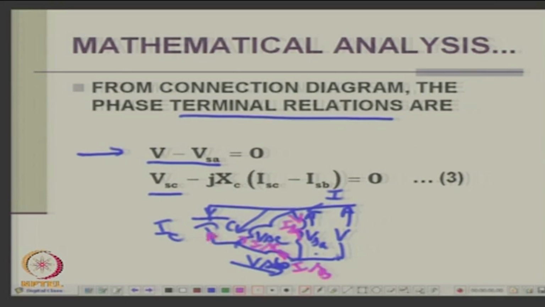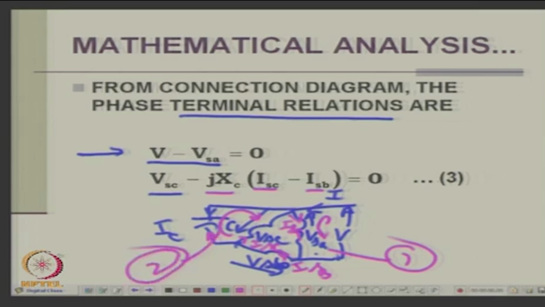What will be this current? That will be minus ISB, this will be ISC minus ISB, is not it? This is VSA, VSB and VSC. So, if you take a loop equation here, VSC minus JXC into (ISC minus ISB) is 0. Okay. I have taken this loop equation. Say this is equation 1 and let us say equation 2 or whatever it is. Now, you have to use the symmetrical components.